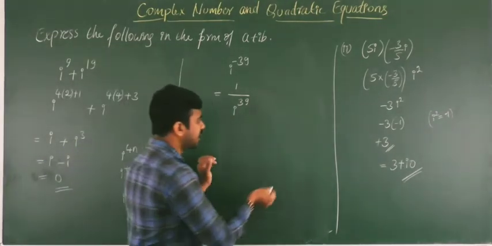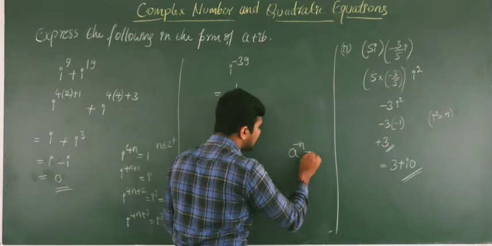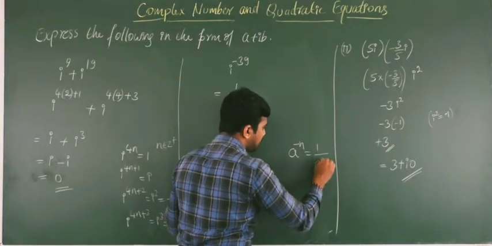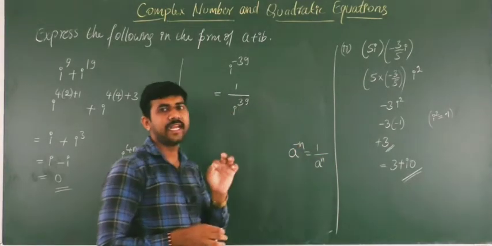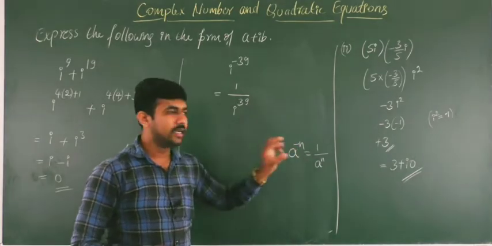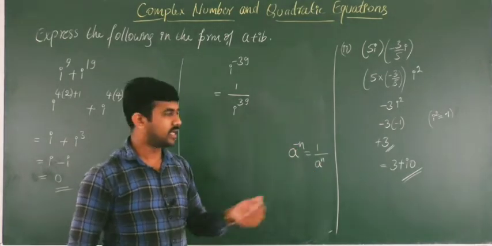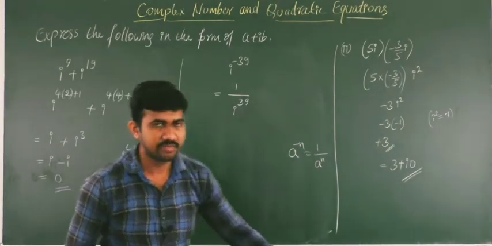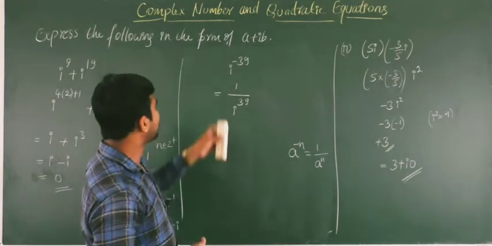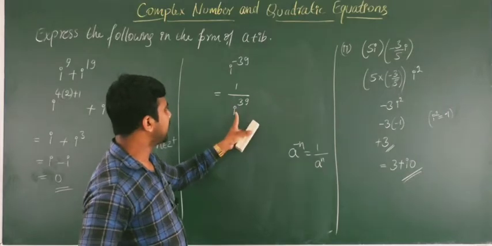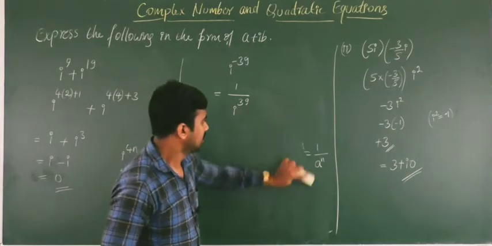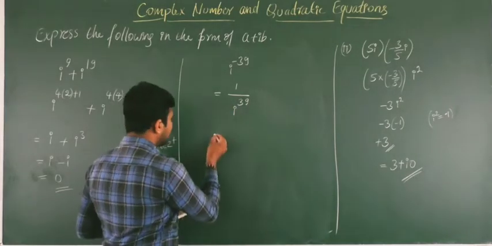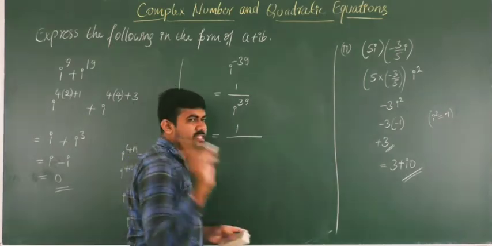We know a to the power minus n is nothing but 1 by a to the power n. If the power is negative, then we can write a to the power n in the denominator. Same here also, i to the power minus 39 can be written as 1 by i to the power 39. Now again use the same process as the previous problem.